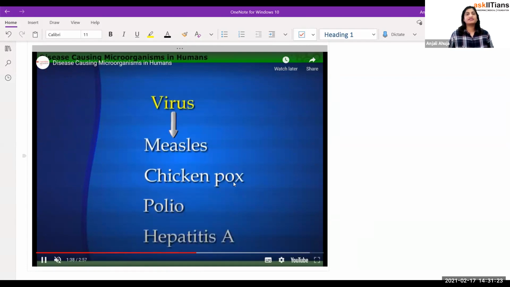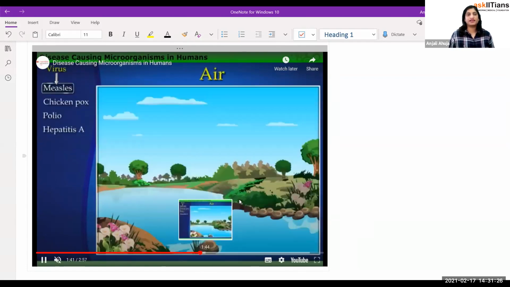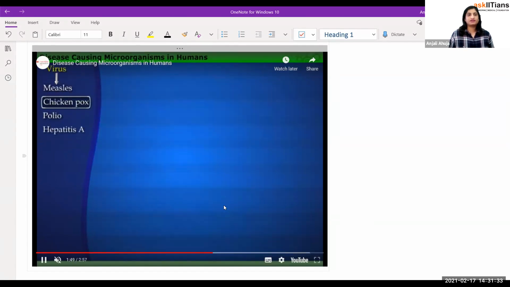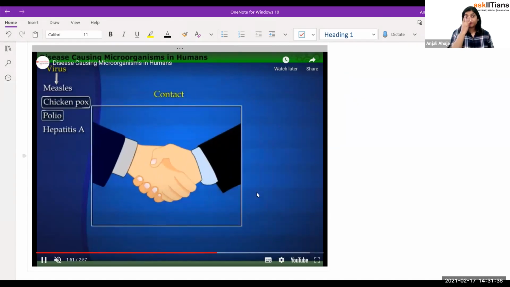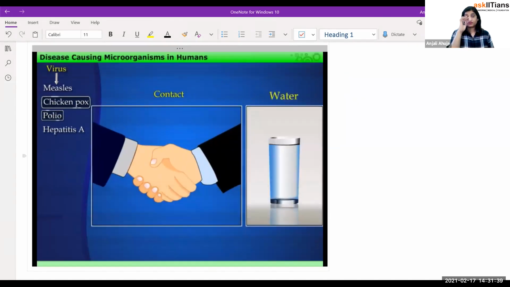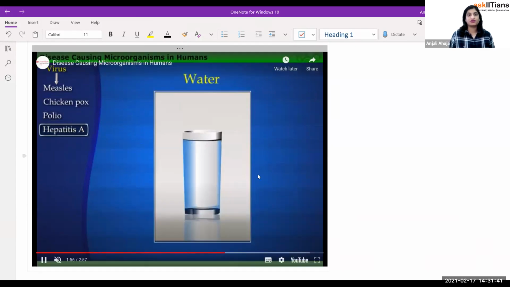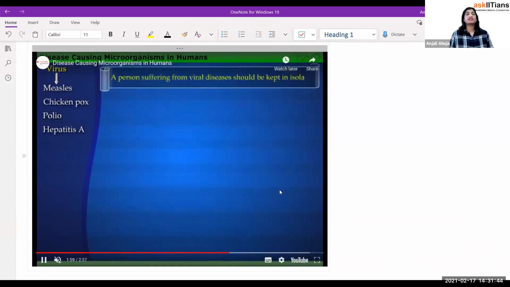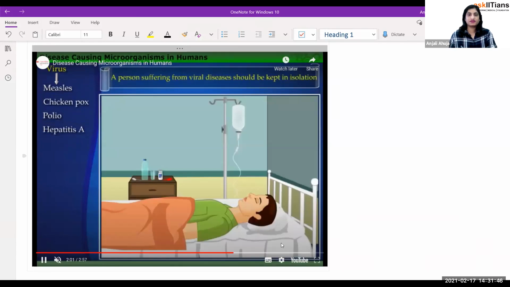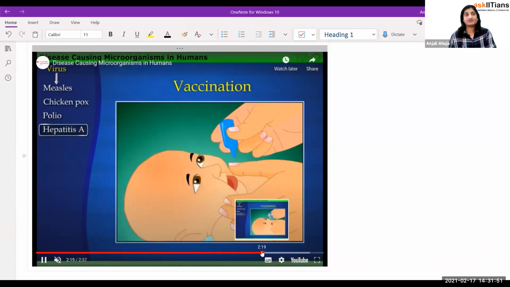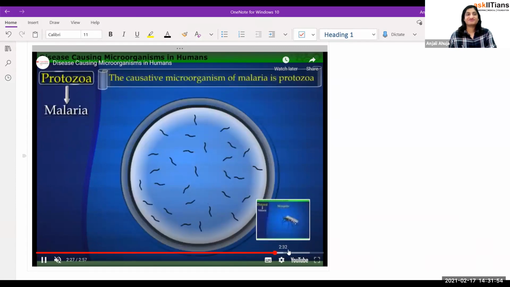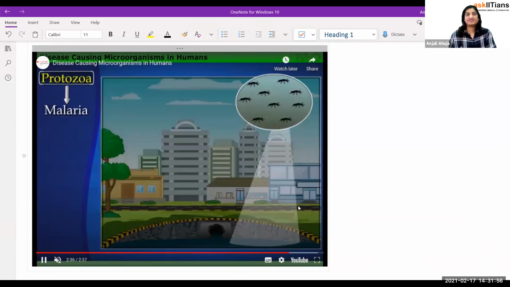The viral diseases are measles, chickenpox, polio, and hepatitis A. This is measles, chickenpox. They're caused due to air. Chickenpox and polio are due to contact, and water. Hepatitis A due to water. I mean, I don't have to speak anything because the video is so self-explanatory. Very simple video. Protozoan malaria. Yeah, so I don't have to discuss this.